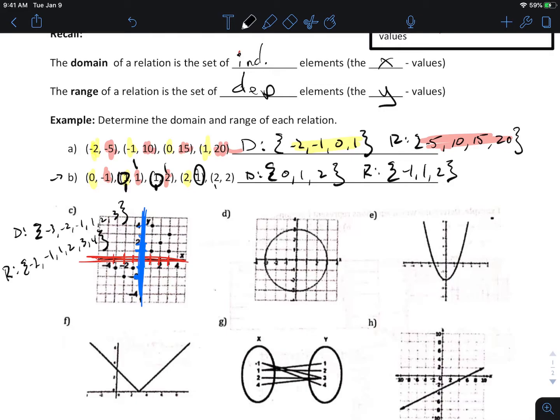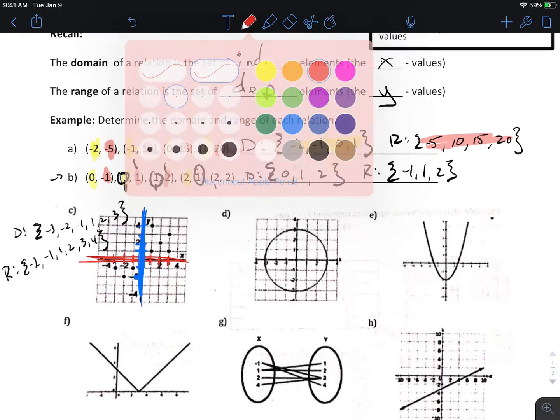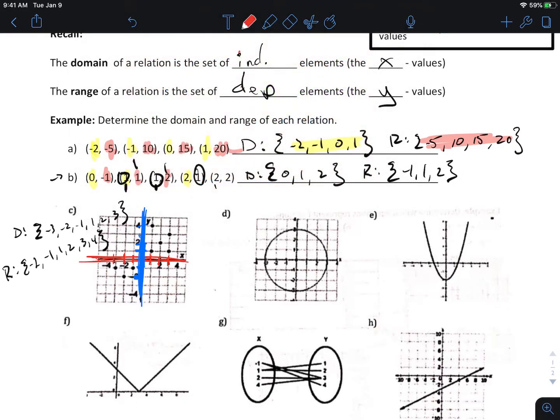Those ones are still, that's not bad because we're just looking at X and Y values and then listing them, right? Here's where things start to get messy for people, okay? So like, I'm going to do the domain in red still. I'm going to leave domain in red, okay? And here's what I think.